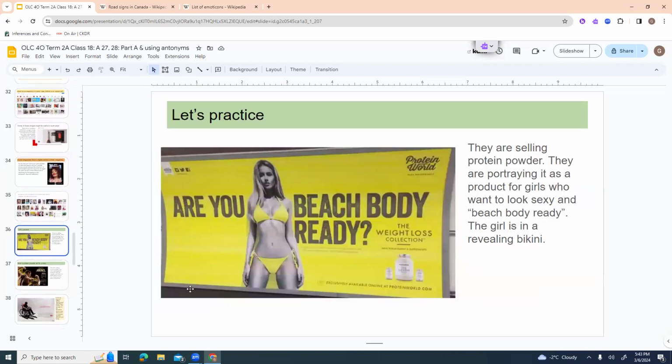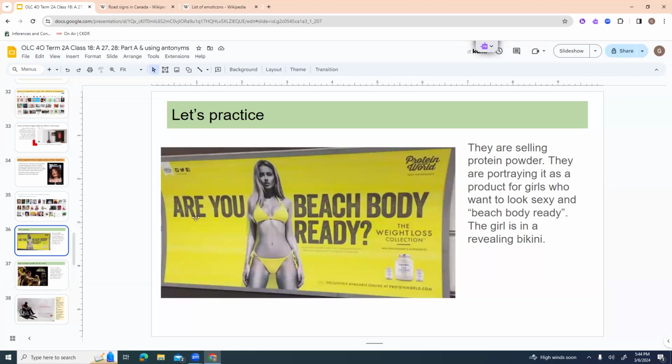Okay, so here we're going to practice. So here is an ad. They're selling a protein powder. Now, looking at this, I'm not sure this is technically a magazine ad, although I think there were magazine ad versions. They're portraying this protein powder as a product for girls who want to look sexy and be beach body ready. And the girl is in a revealing bikini and they're selling basically a powder that you add to shakes.